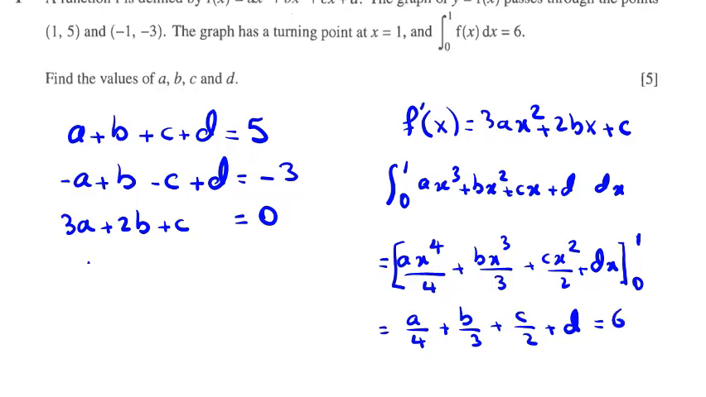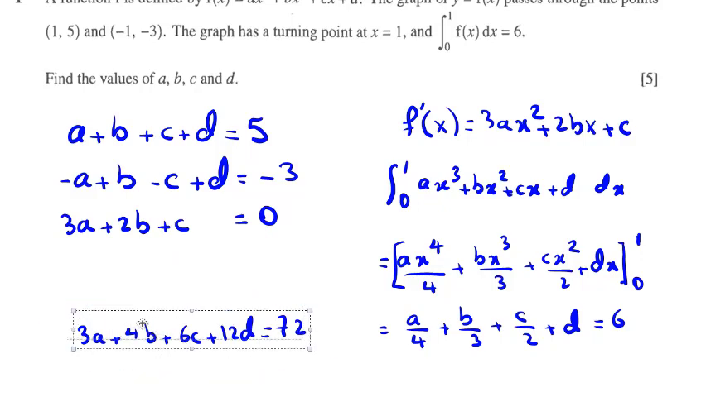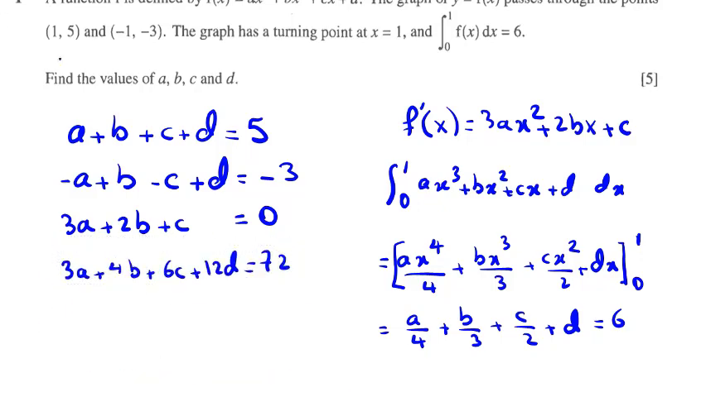So let's write the fourth equality: a over 4 plus b over 3 plus c over 2 plus d equals 6. We can multiply the last equality by 12. So 3a plus 4b plus 6c plus 12d equals 72. Let's erase this part. You can solve it in several ways. Let's move it here. One way is replacement.